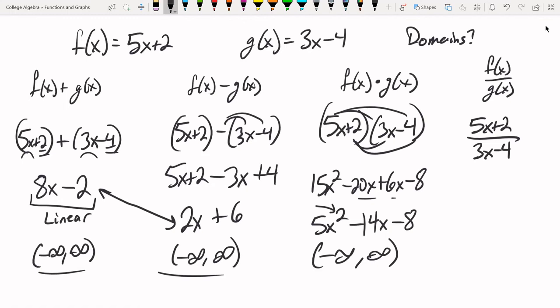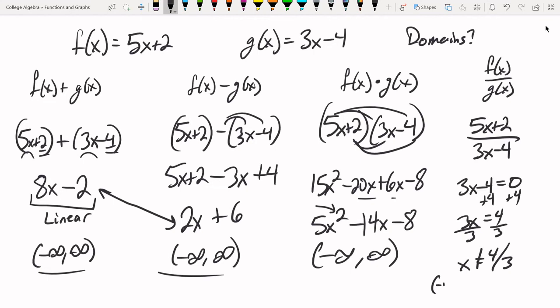The main concern with rational functions is when the denominator equals 0. All I have to do to find that is set it equal to 0. Add 4. Divide by 3. So when x equals 4/3, we have a division by 0. So we must say x cannot equal 4/3. And that means we have this as our domain set. It's the only issue there.